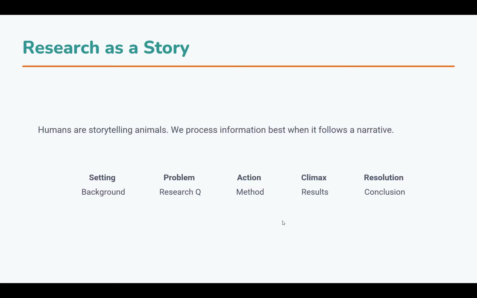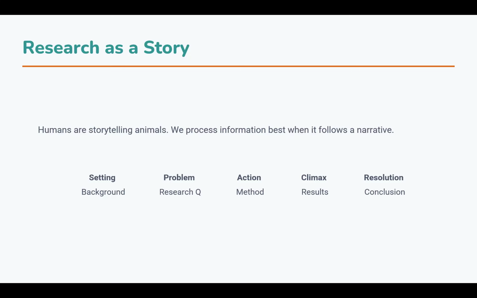So telling your research as a story is the concern here. As I told you, humans are storytelling animals. We process information best when it follows a narrative. Our information is typically best articulated when we put it in a nice narrative. So, what is your narrative?